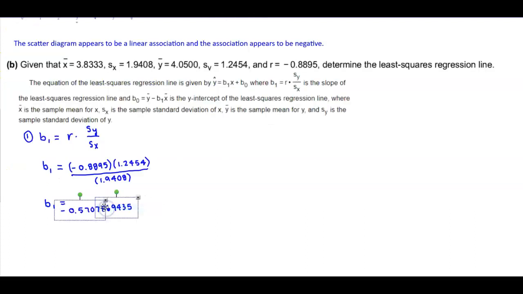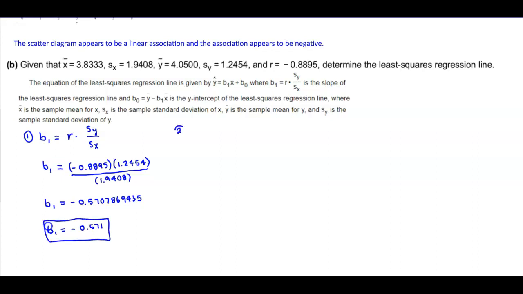So plugging that into our calculator, we get negative 0.570786945. Let's round this to 3 decimal places. That means we're going to get B1, which is equal to negative 0.571.